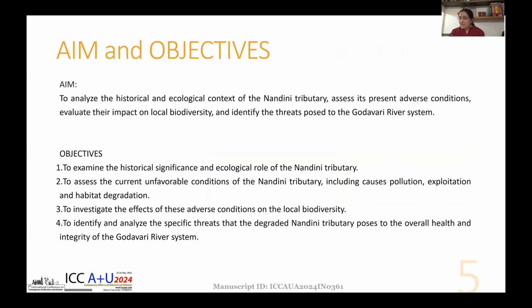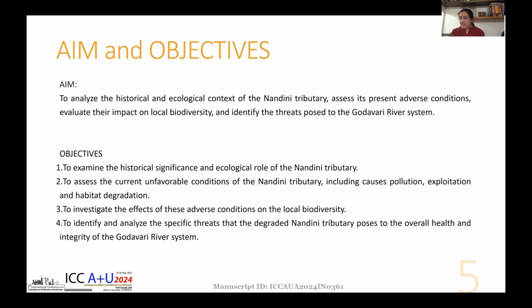The aim is to analyze the historical and ecological context of Nandini tributary, assess its present adverse conditions, evaluate their impact on local biodiversity, and identify the threats posed to the Godavari River system.